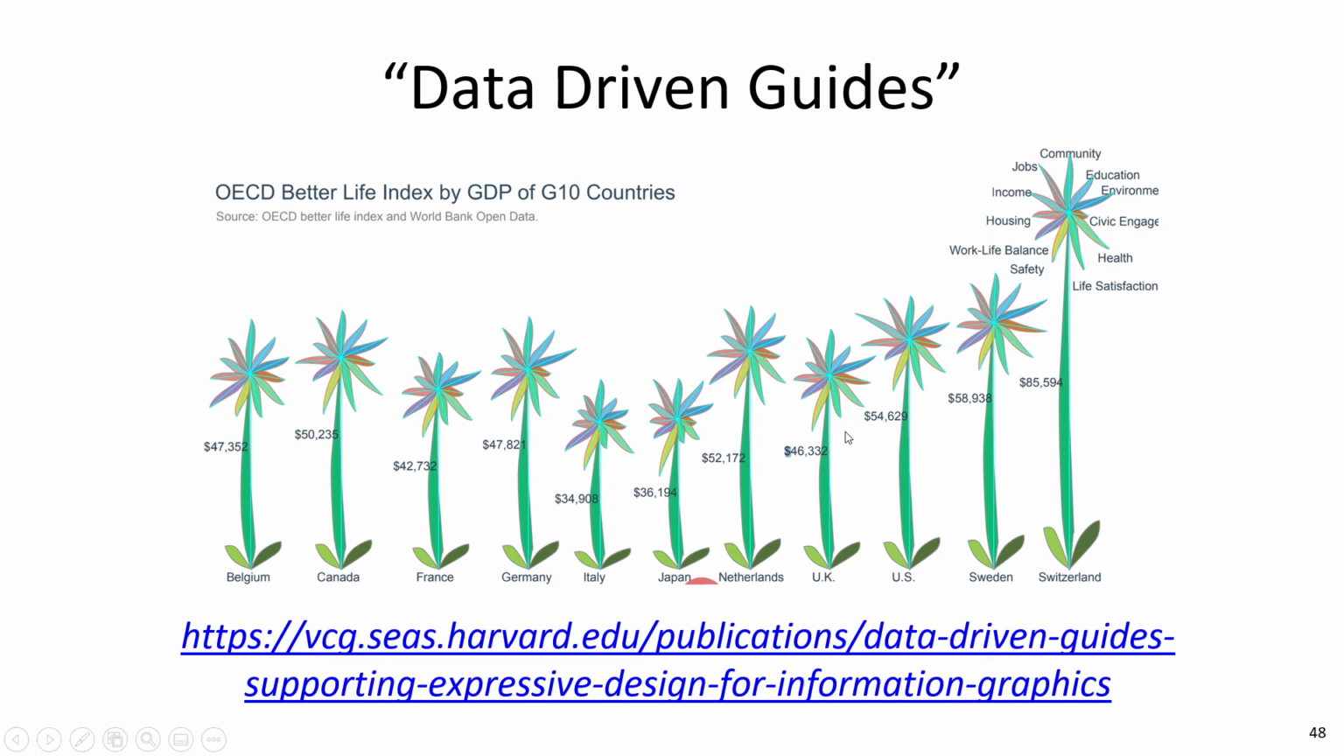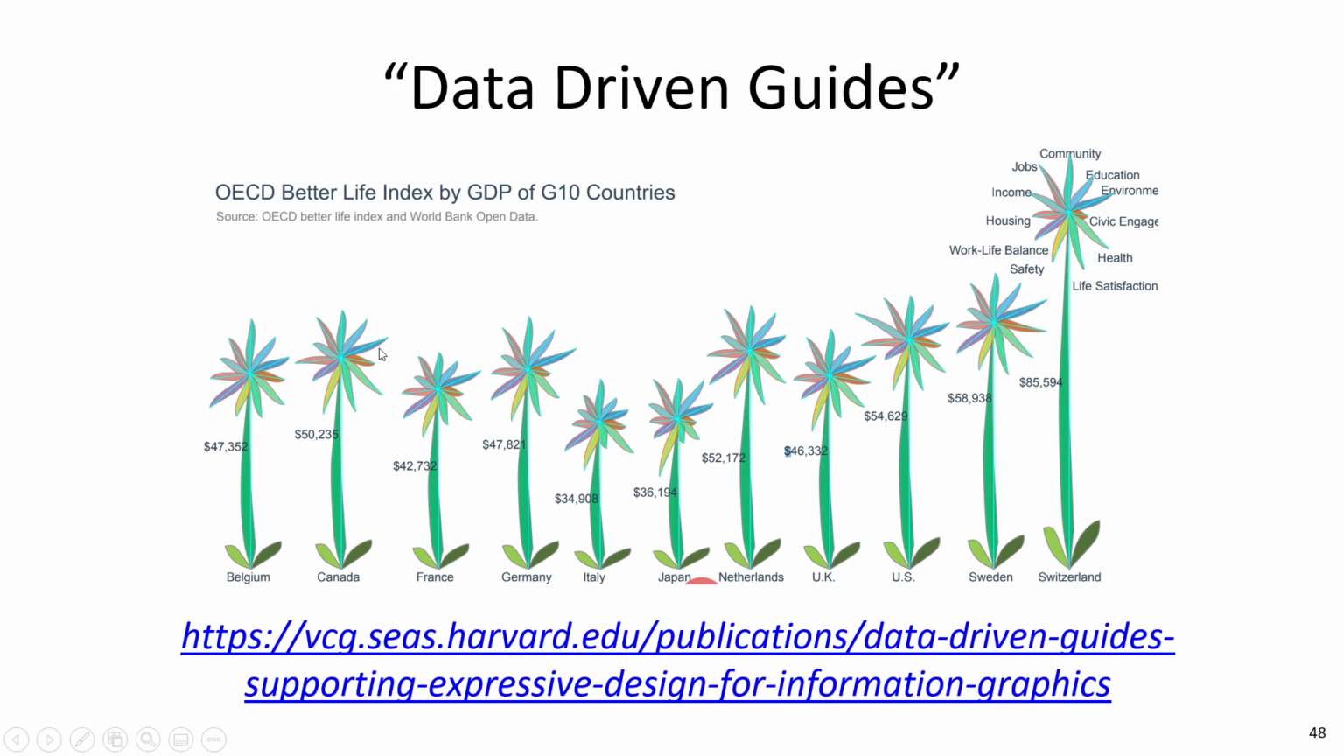The US is fantastic at whatever this thing is, and that is your income. Well, I'm not surprised. Right? Their education, though, is not one of the best things. Sweden is far better at education in terms of the GDP of these G10 countries. What's Canada good with, right? Work-life balance. Work-life balance is the purple. This is safety. So we're pretty good at safety.